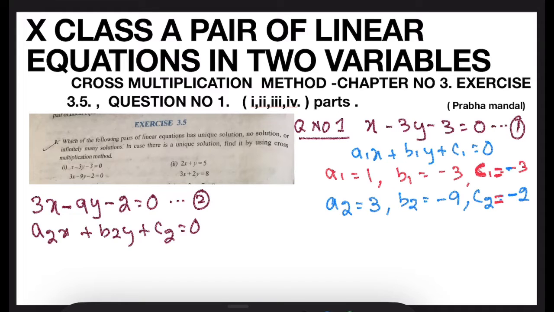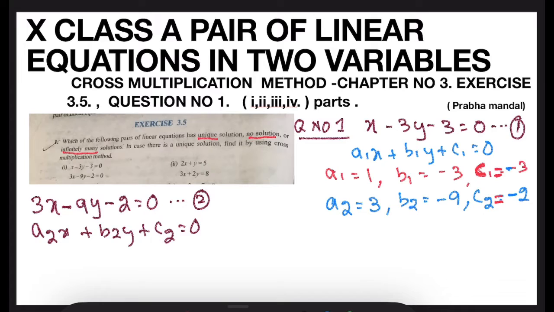Now, let us see the first question. Which of the following pair of linear equations has a unique solution? That means it has either a unique solution, no solution, or infinitely many solutions. By seeing the equations, we have to find whether they have a unique solution, many solutions, or no solution.